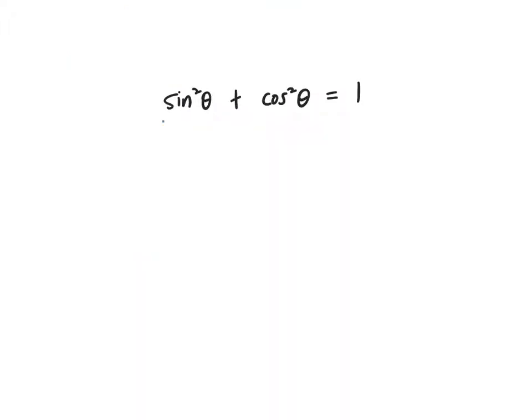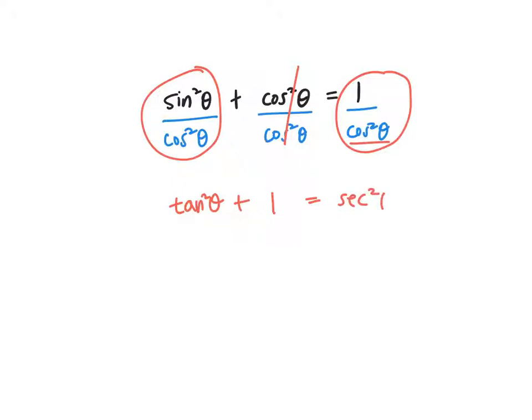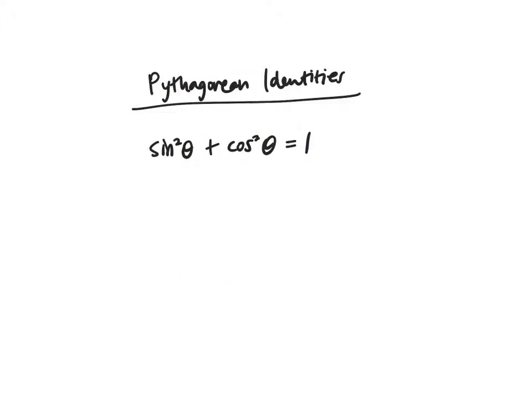This time let's divide by cosine squared theta on both sides. Sine squared theta over cosine squared theta gives me tangent squared theta. Cosine squared over cosine squared is just 1. And 1 over cosine is secant, but since it's squared, it's secant squared theta. This is our third and last Pythagorean identity. A little tip to help you remember this one is "get a tan in 1 second."